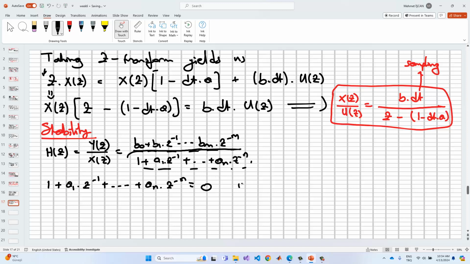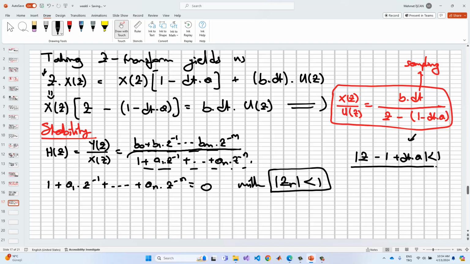And so what is the condition? The condition is that the absolute values of the roots must be contained within 1. Okay, and so if all roots in the digital domain are smaller than 1 in magnitude, we can say that our system is stable. Okay, for example, in this case we have this condition, and then we need the term 1 minus dt times a to always be contained within 1, or smaller than 1, for the stability rule.